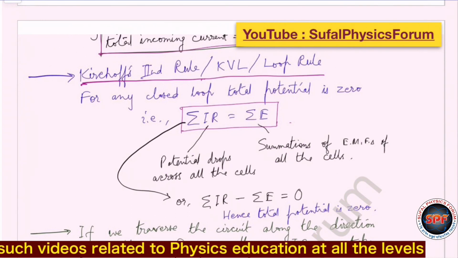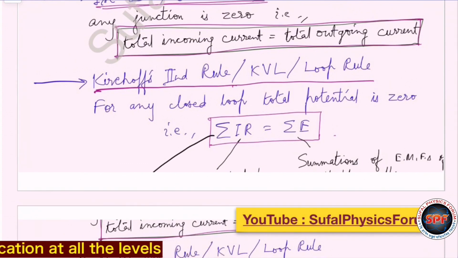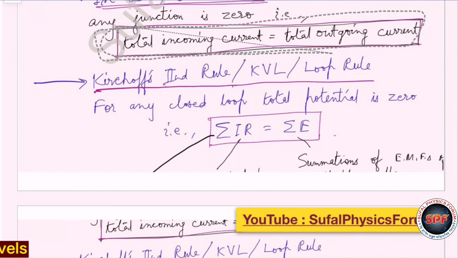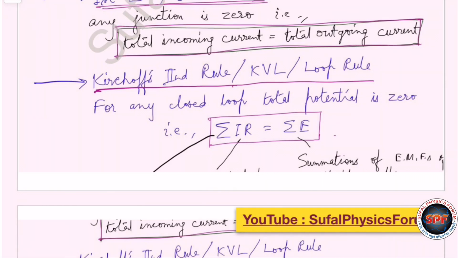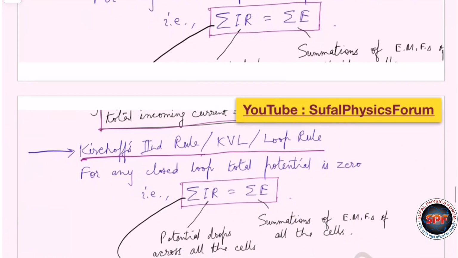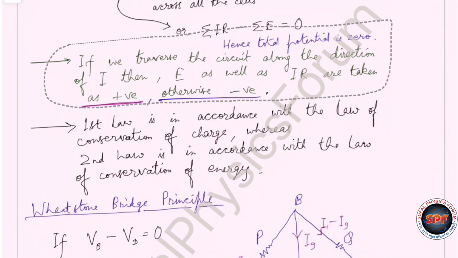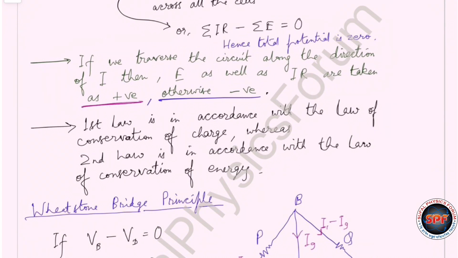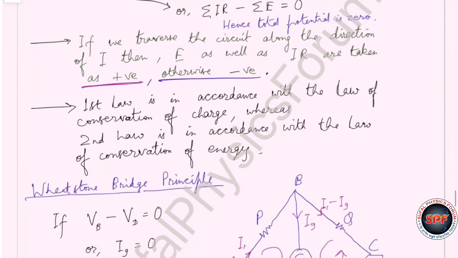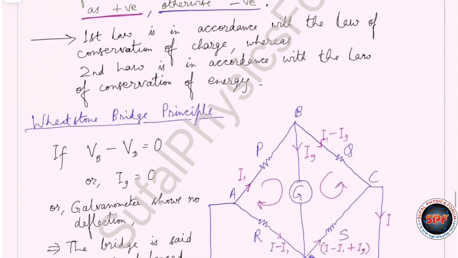First law is the junction rule, that is, total incoming current is equal to total outgoing current for any junction. And the second is that total potential across any closed loop is 0, which is discussed in this paragraph. If you are not able to understand how to apply it, then I'll be covering it in the next video for solving purposes.